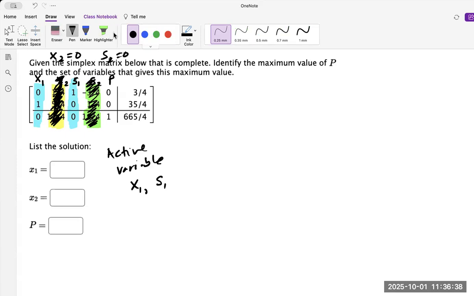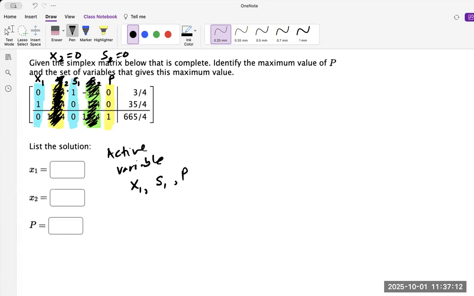Now I look at the next column, the P column. Is there only one number that's non-zero? Or another way of saying that, do I have a number and all the rest of the numbers in this column are 0? Yes, that is the case. So this is an active variable. So we're going to list that under our active variables. Okay, so I'm going to ignore all the other variables, or I actually set them equal to 0, which means I just ignore them.